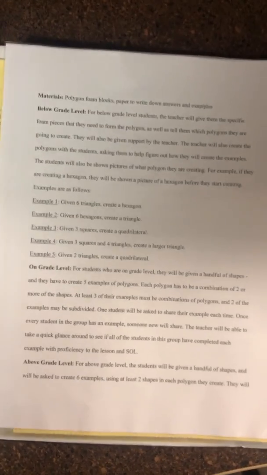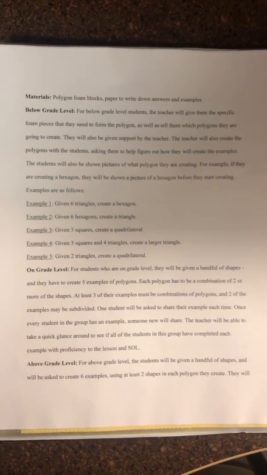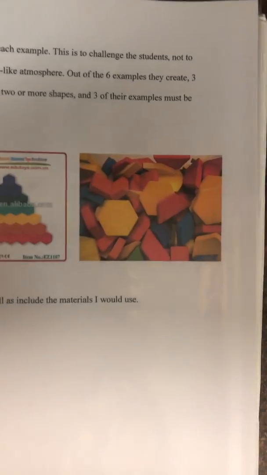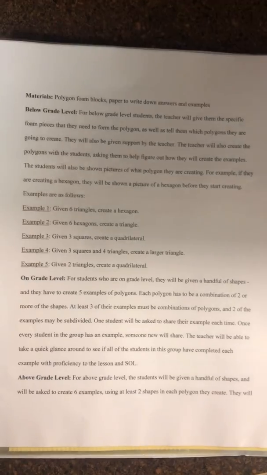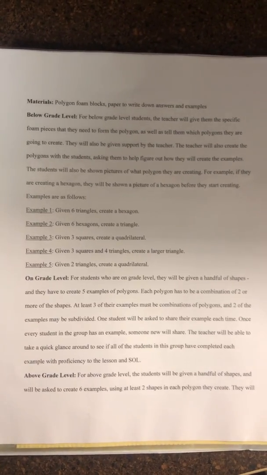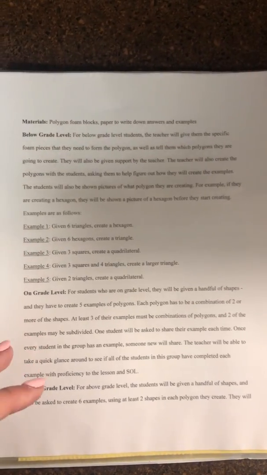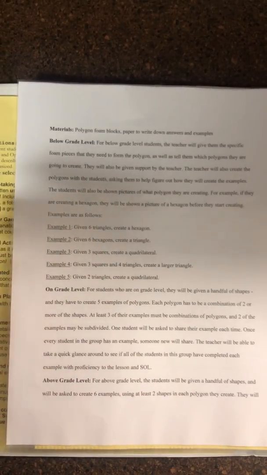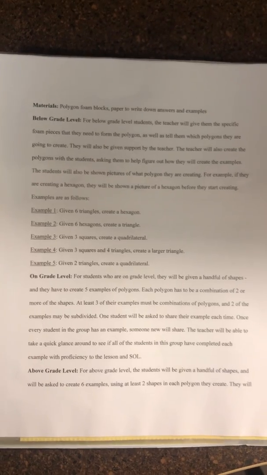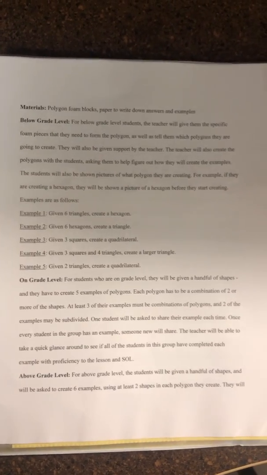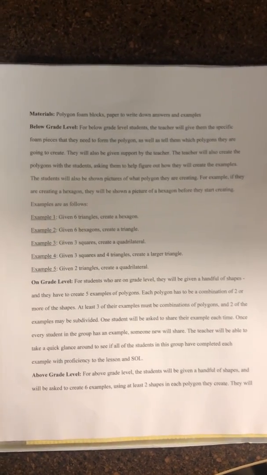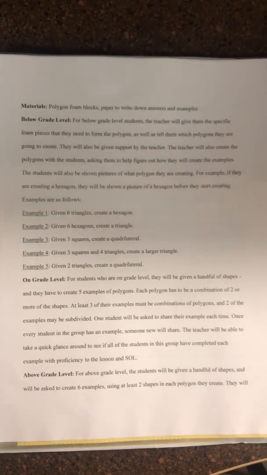So for below grade level, I would have the teacher give them specific foam pieces, like the tangram pieces, kind of like this, to give them a whole pile of them, and then the teacher would give them what examples they need to create. So in each activity for below grade level, on grade level, and above grade level, they're given a certain amount of pieces, and then they have to either create a new polygon with the shapes they're given or subdivide.